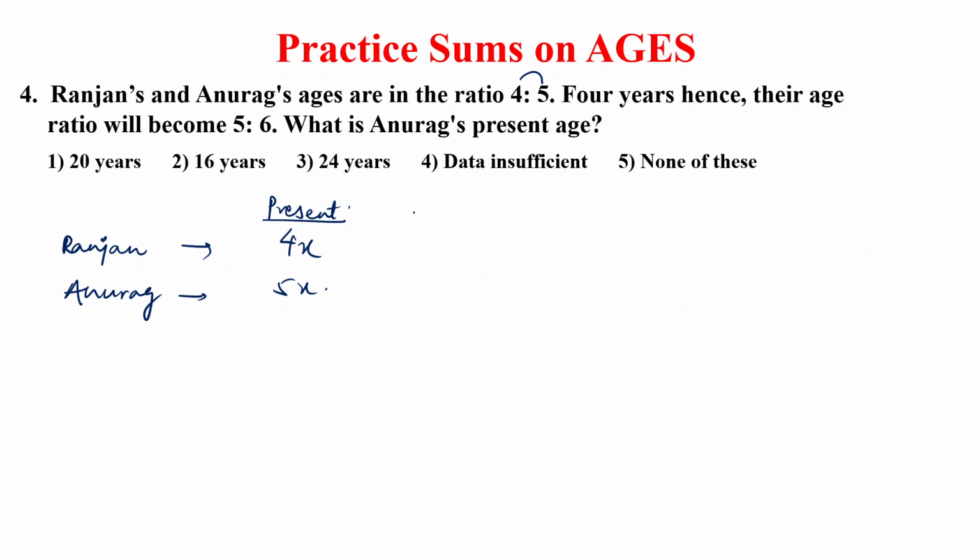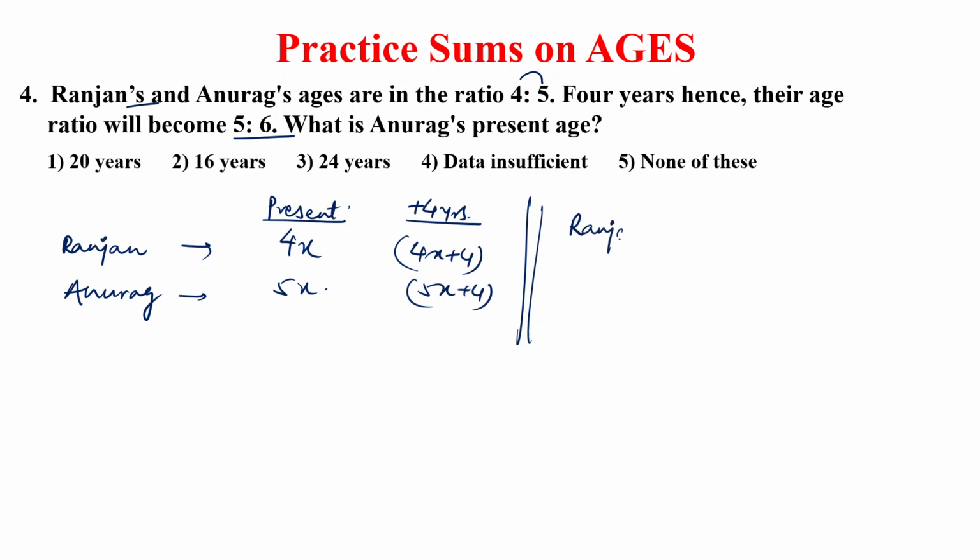And 4 years hence, so what will happen? Plus 4 years, my dear friend. So this will become 4x plus 4, and this will become 5x plus 4. And the equation is: 4 years hence, their age ratio will become 5:6. So Ranjan divided by Anurag, the ratio between these two after 4 years, will be 4x plus 4 over 5x plus 4, and this is the ratio.